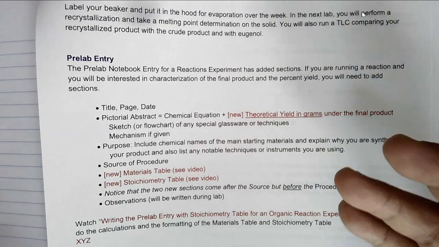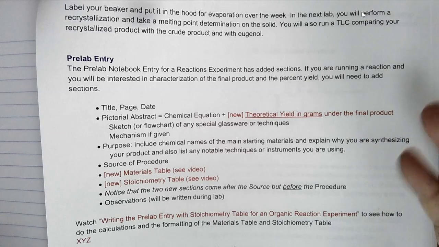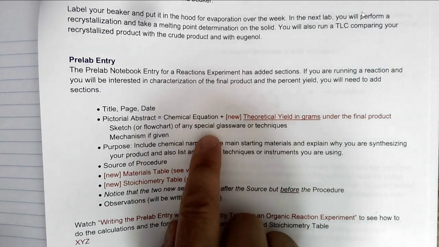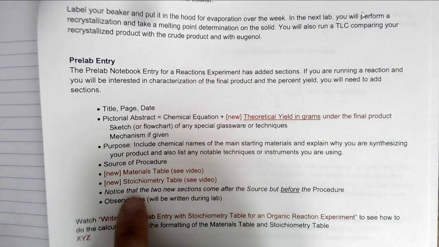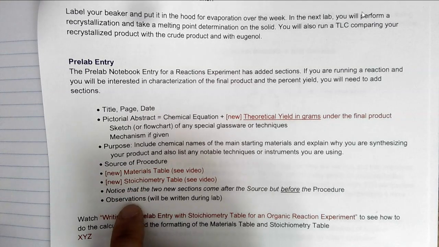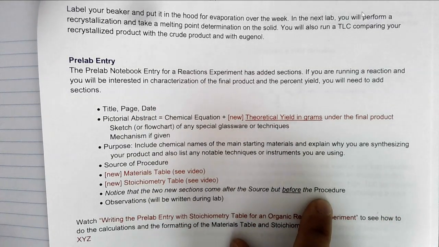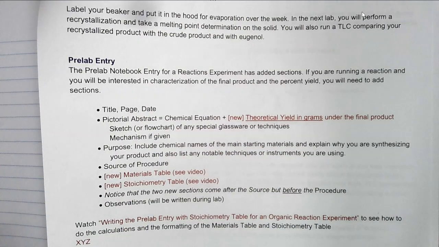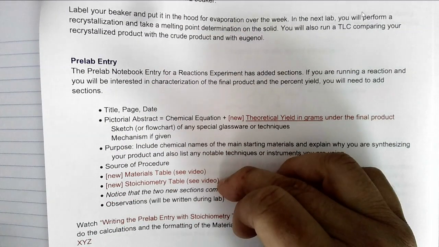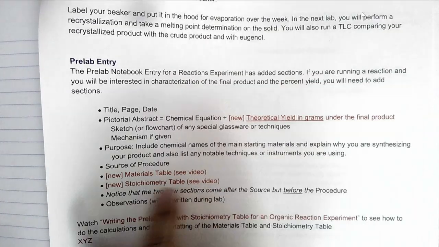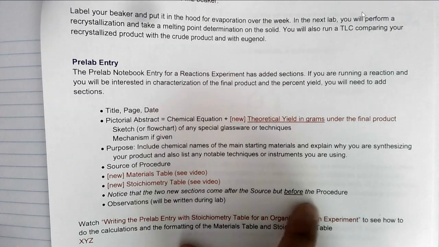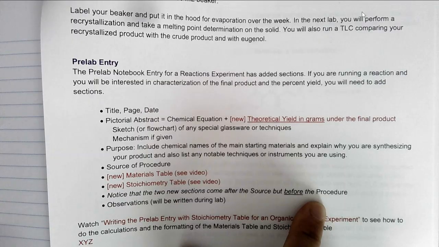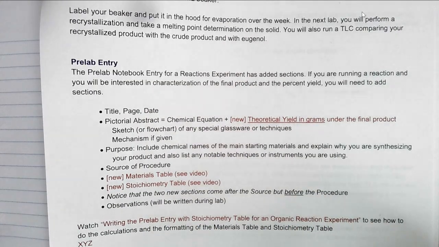Basically, I am writing out the pre-lab for you, except for the things that you should do on your own. After that, you're going to have the procedure, and then after that, you have the observations. The location of the materials table and stoichiometry table, I want it to be in between the source of procedure and the step-by-step procedure that you will write out. Alright.